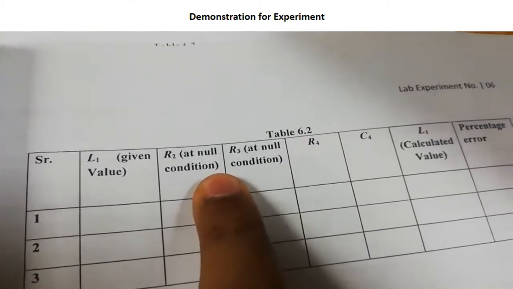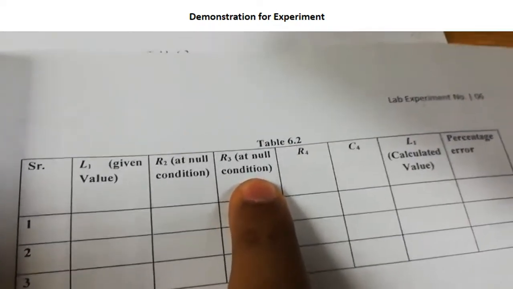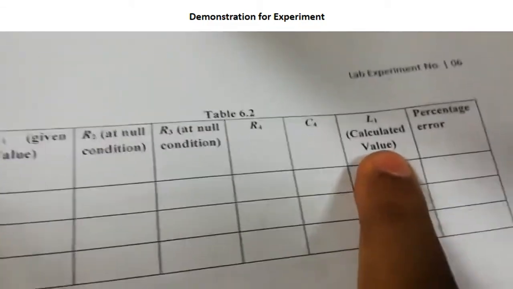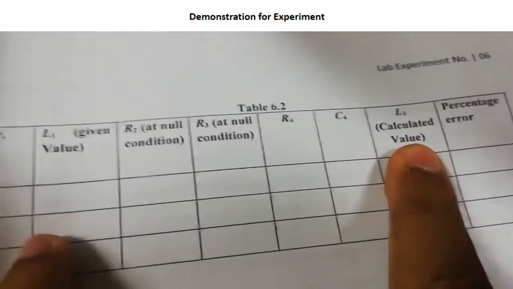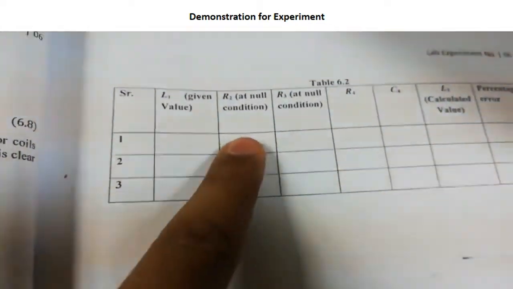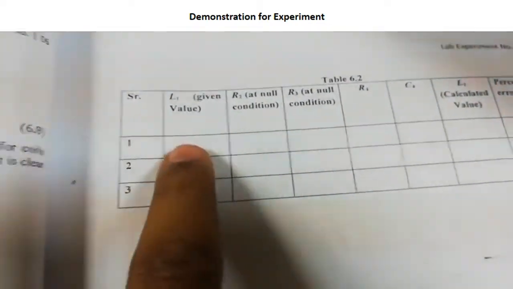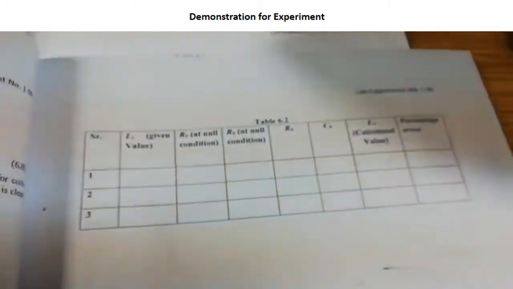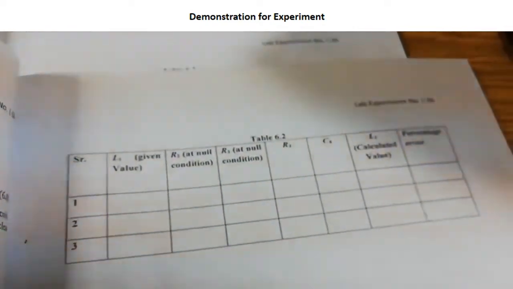R2 value we will be measuring with the DMM, and R3 value, and R4 and C4 values are fixed, and L1 from the calculation, and L1 which we have taken from the laboratory, and then we will be calculating our percentage error. We have to fill this table for 3 consecutive readings with different values of the unknown inductance. Thank you.